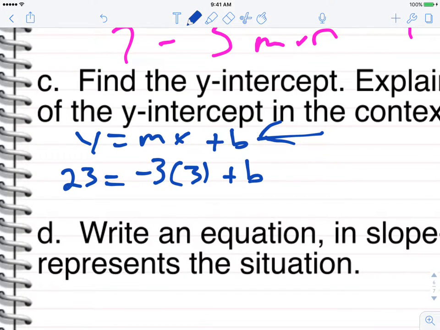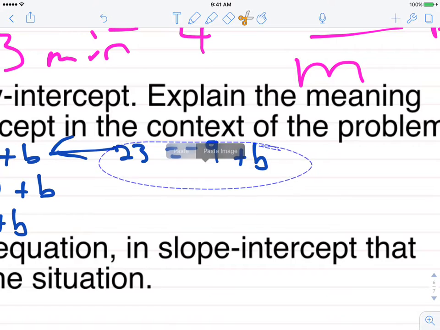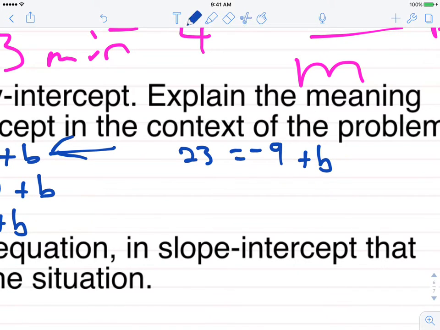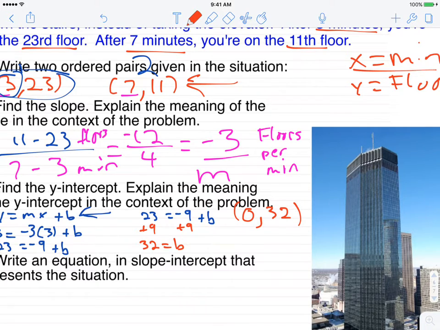And then I'm just going to solve for the b value. So negative 3 times 3 would be negative 9. That's equal to 23 plus b. I'm going to move this over here, so that's a little bit easier for me to write. And now I'm just going to add 9, and I should be at 32 is equal to b. And so b is my y-intercept, and the y-intercept is always where x is equal to 0. So when x, or time, is 0 minutes, my floor, or my y value, is 32.